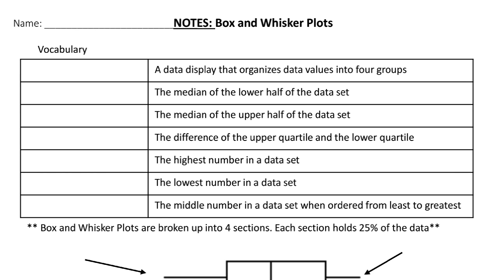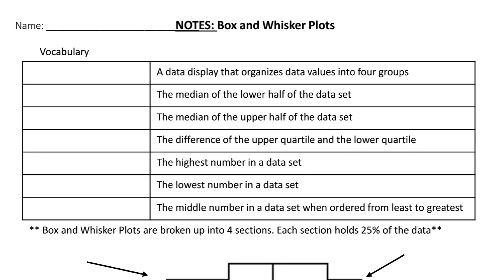Okay, so we're going to talk about box and whisker plots. There's a bunch of definitions that we're going to need to learn, so you're going to have to really try and learn the definitions. A data display that organizes data values into 4 groups, that's a box and whisker plot. So this is a box and whisker plot.